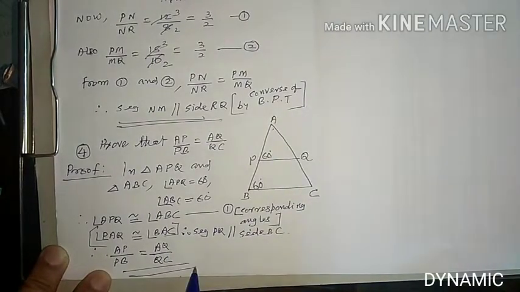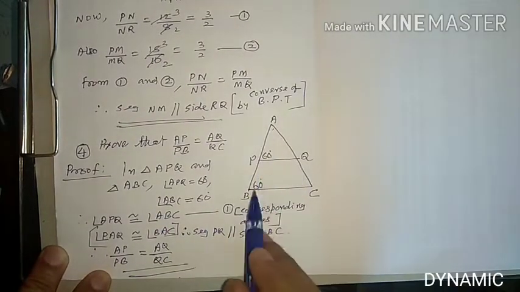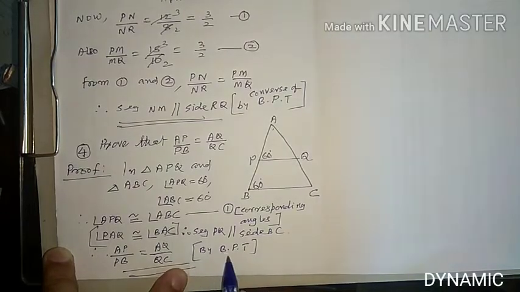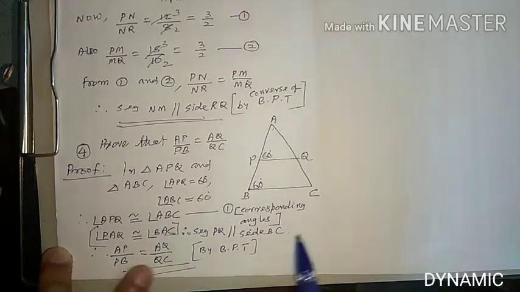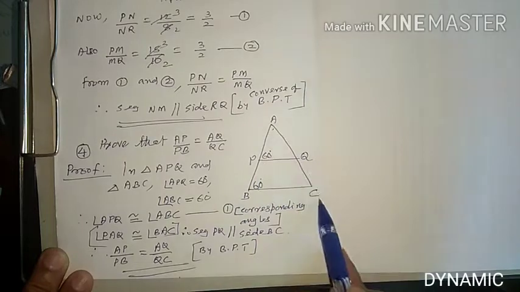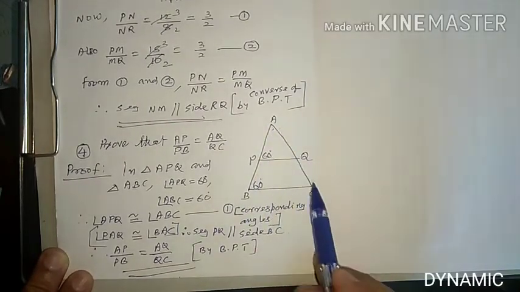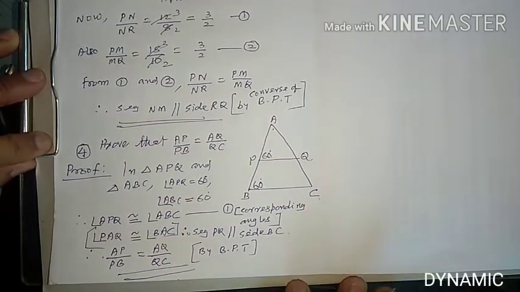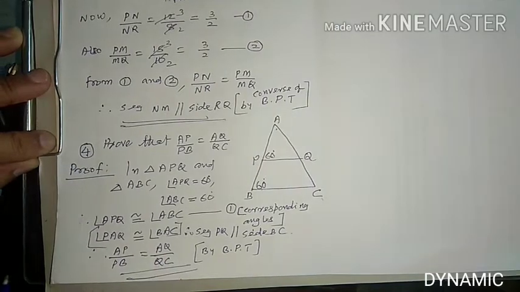That's the proof. This is by BPT. The line is parallel, therefore the ratios are equal. Now say, by the basic proportionality theorem, the line is parallel to the side, therefore the ratios are equal: AP upon PB equal to AQ upon QC. This is question number 4. But you please practice it. After practicing, if you still have difficulties, we can discuss again.